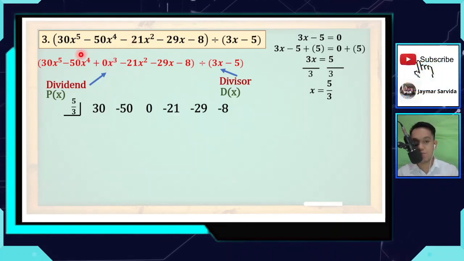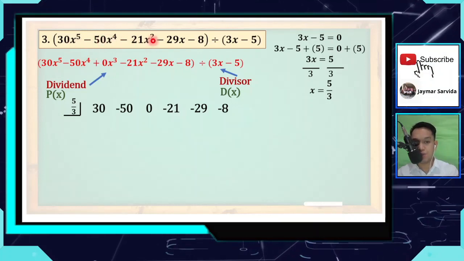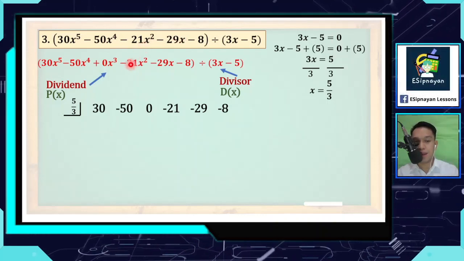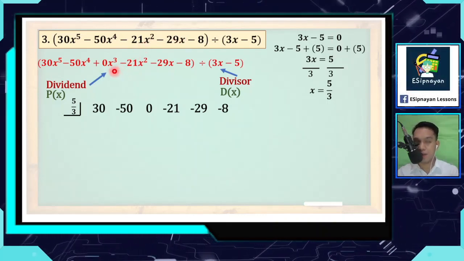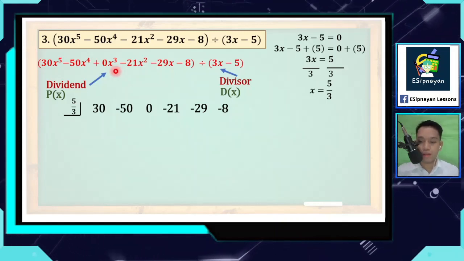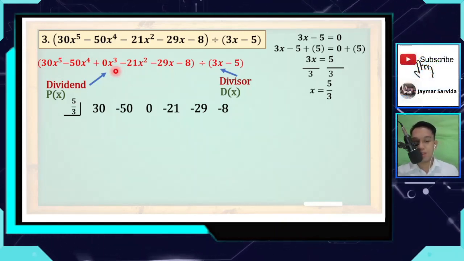Here, in our problem, we have no x cube, right? It goes 5, 4, 2, then 1. So we put 0x cube as a placeholder so that our terms are complete. Okay? So that we can divide it easily.